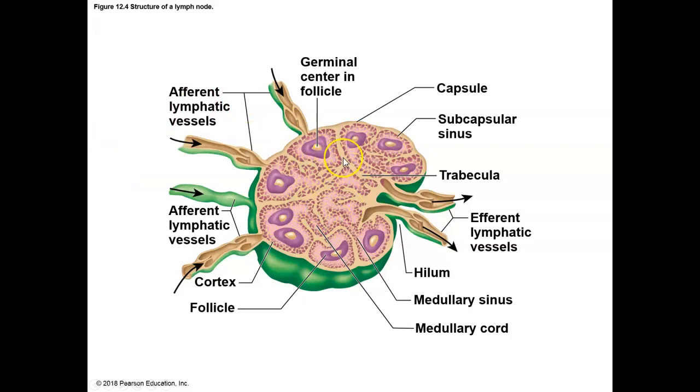And so again, here's that medulla. And then out here you have the cortex. Here we have the germinal region where we can have B and T lymphocytes, antibodies, and even plasma cells.